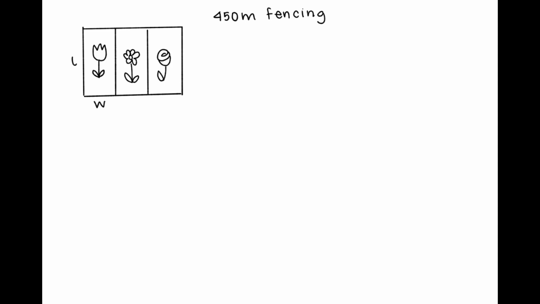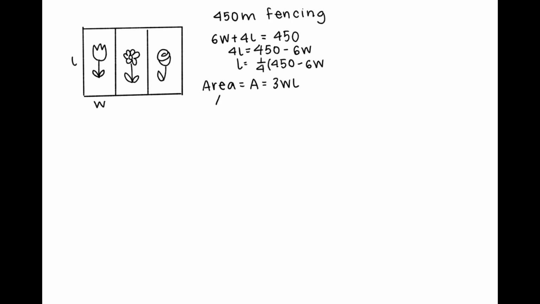From this, you can see that 6 widths plus 4 lengths has to equal 450 meters. Solving for length in terms of width yields 1/4 of 450 minus 6 widths. Area is thus 3/4 of width times 1/4 of 450 minus 6 widths. You know that the total area of the garden is 3 widths times length. Once again, you set that to A.